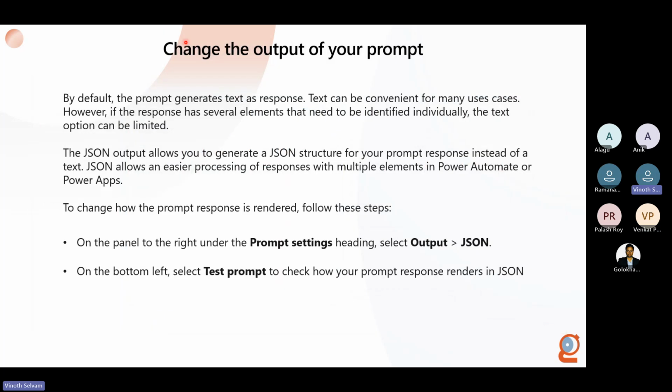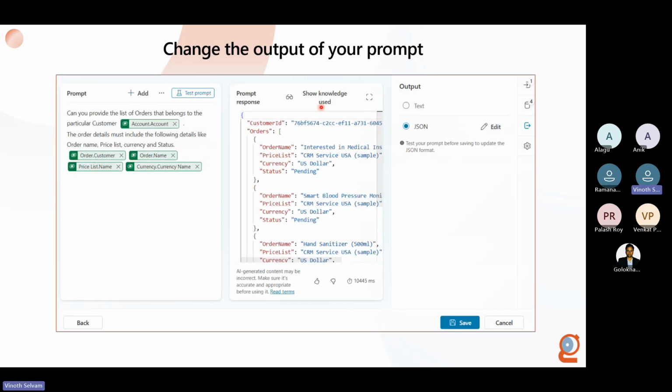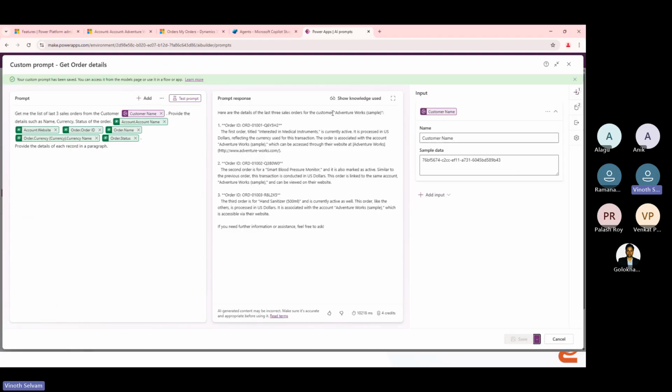Okay, and now the next important thing is changing the output of your prompt. From the developer point of view, what is it? So what I would suggest is, I'm just going back to the prompt here. In general, Copilot or anything will give your details in a text format. In Microsoft, all the Copilots that we are building, the output is always in a text format.